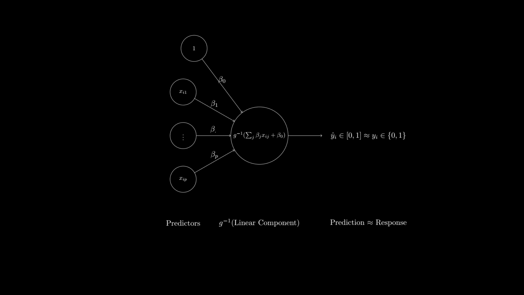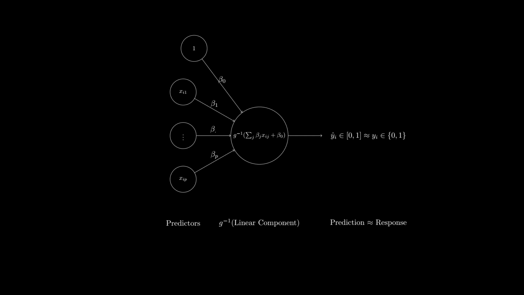Since our model is a logistic regression model, we apply, for example, a logistic function to the linear component, and that node then spits out a number between 0 and 1. This number is then the predicted response from our model, which we can then compare to an observed response.